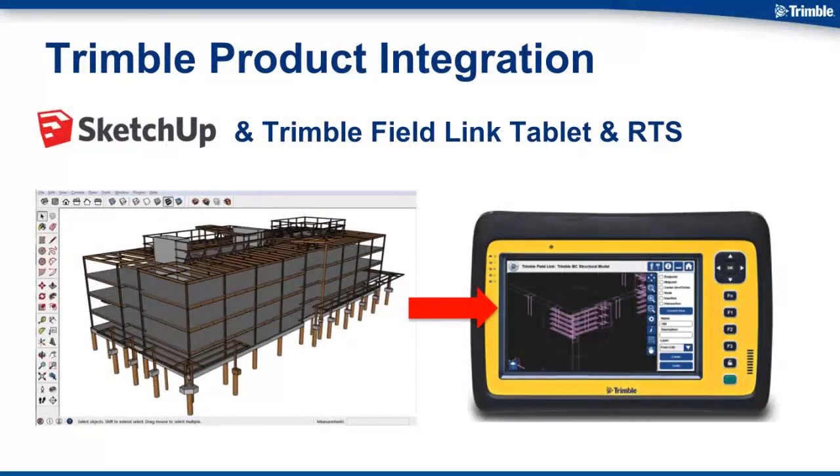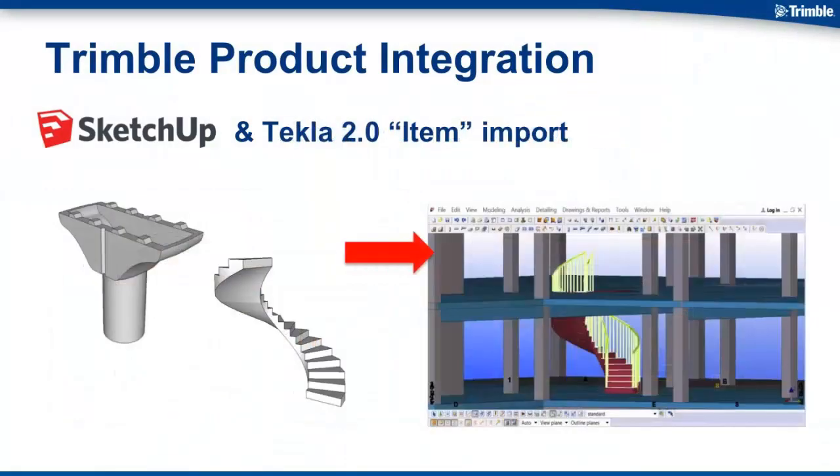Okay. With that, we've got quite a few integrations within the Trimble family. So the intelligent positioning tools such as the Trimble FieldLink tablet and the robotic total station, we can actually import SketchUp models directly into the FieldLink tablet and use that for intelligent positioning and layout on the job site and for collecting data within your project and bringing that back into your 3D model.